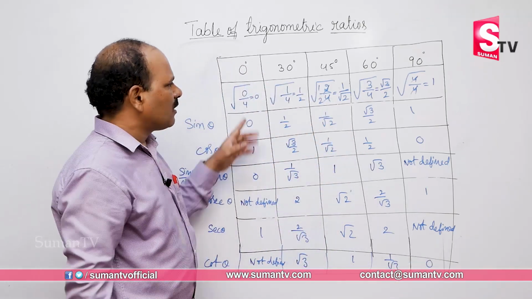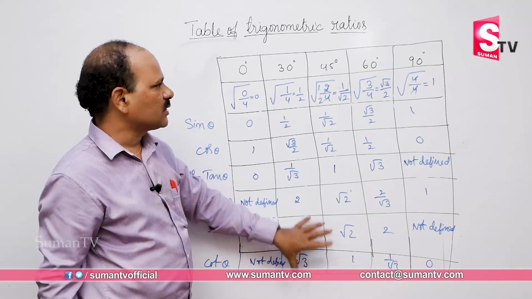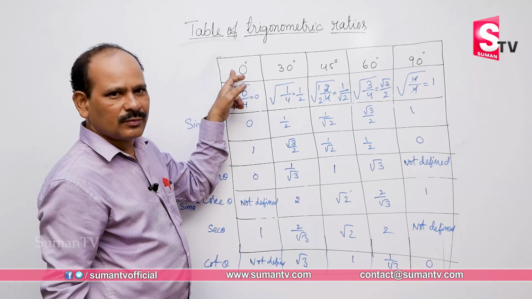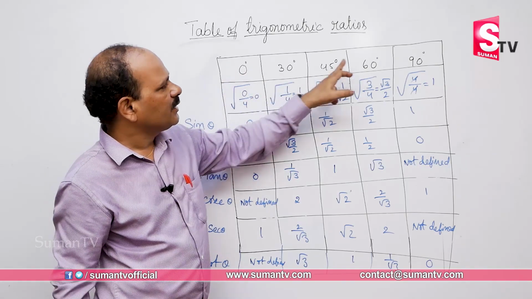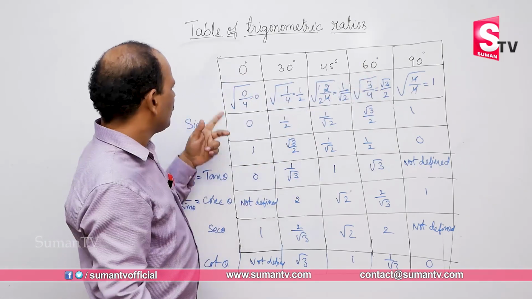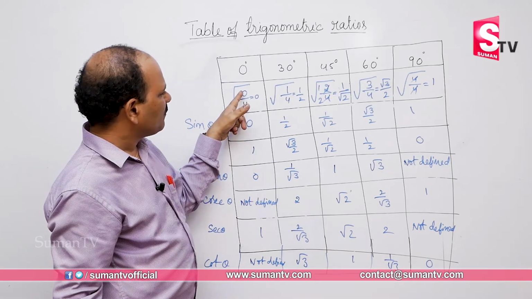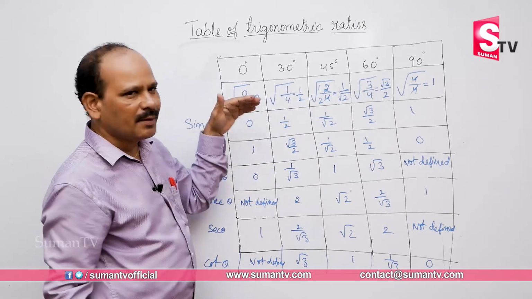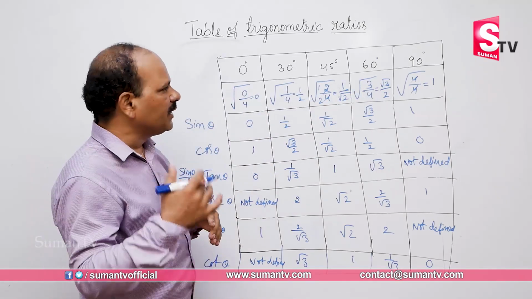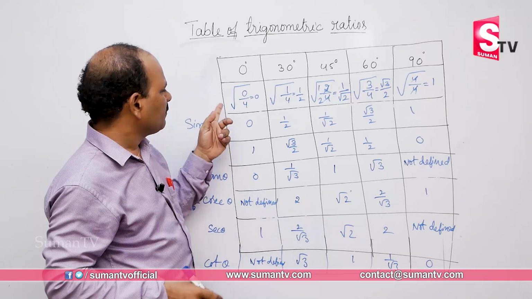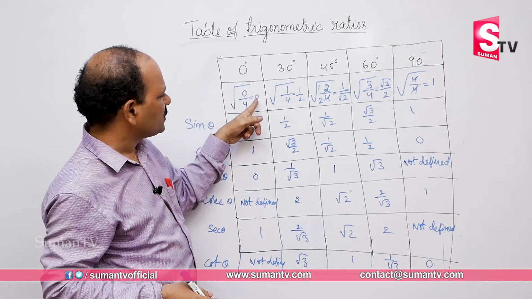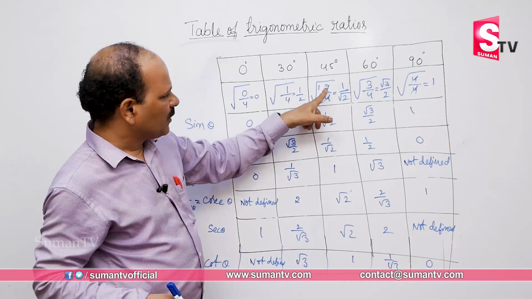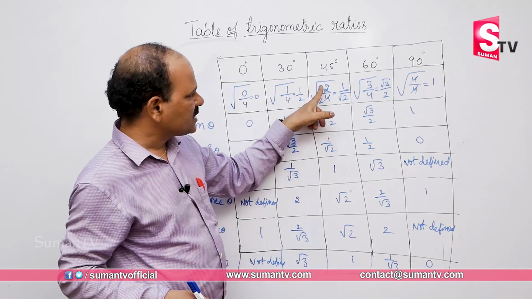Okay. It will take 5 to 6 minutes to construct this table. Once again, these angles you have to remember: 0, 30, 45, 60, 90. First step, give numbers 0, 1, 2, 3, 4. Then divide every number by 4. After dividing, take the square root of every number. So the square root of 0 by 4 is 0. Square root of 1 by 4 is 1 by 2. Square root of 2 by 4, after cancellation, becomes 1 by 2.